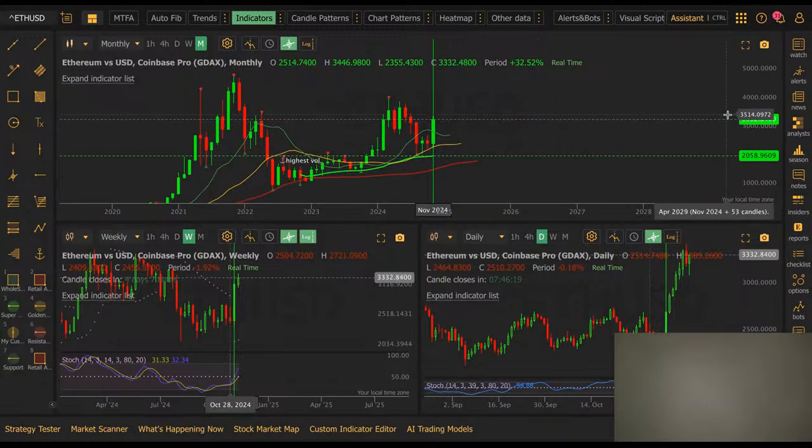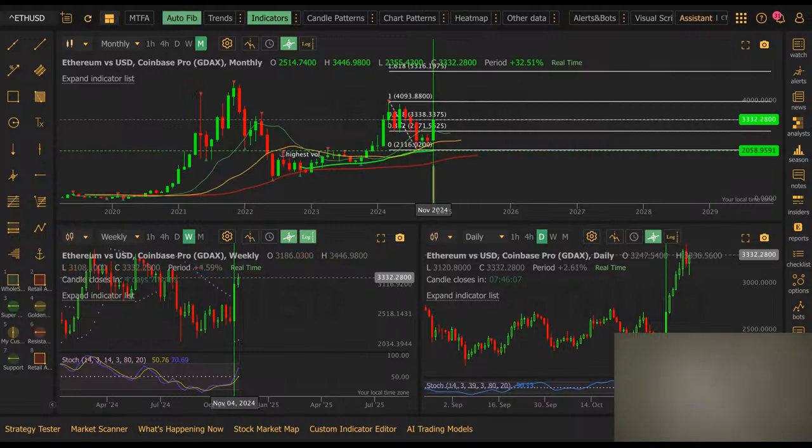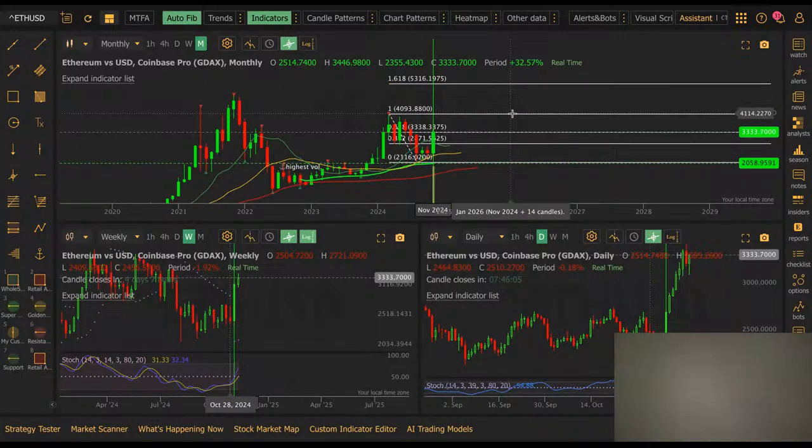All right. So one thing you can do is trail behind it. Trail it every week. Every week you can move your stop loss. And also you can have a target for it. I believe my target for Ethereum is about 4,000 right here at the swing high, or the golden fib is at 5,300. All right, and that's for Ethereum.